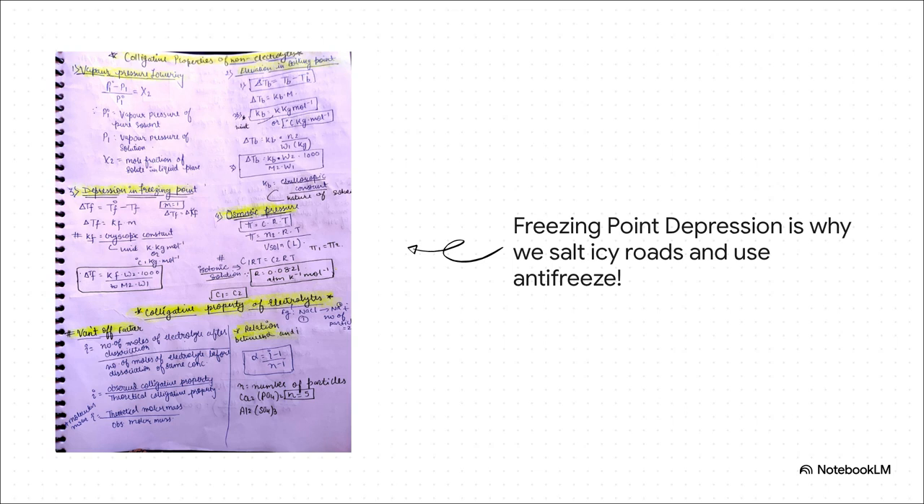And this freezing point depression is something you've seen a million times for sure. Why do we put salt on icy roads in the winter? We're not just melting the ice, we're creating a saltwater solution, and that solution has a lower freezing point than regular water. So the ice melts even when it's still below freezing outside. It's the exact same science behind putting antifreeze in your car's radiator to keep it from freezing up.